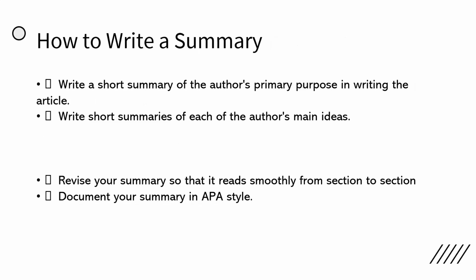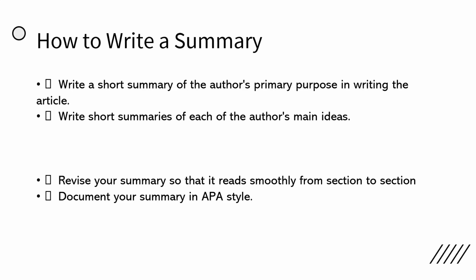When you're writing a summary, what you want to do is first start off by kind of pulling the article apart. So you want to start by writing a short summary of the author's primary purpose in writing the article or the chapter. What is the main idea? What was the author trying to get across in this particular article or chapter? And then you want to go through and you want to look at the main supporting ideas that the author has used in the article or the chapter. And you want to write some short summaries of those main ideas.